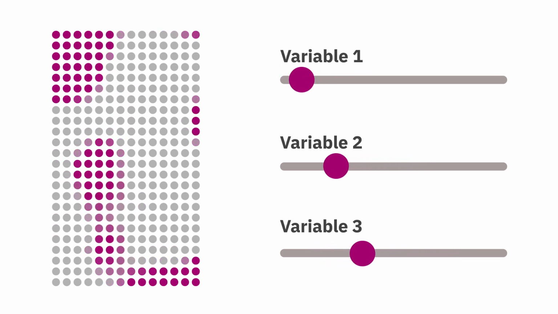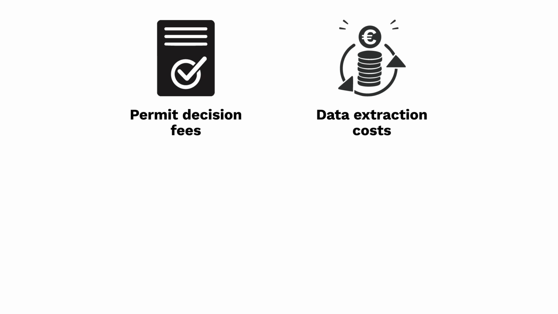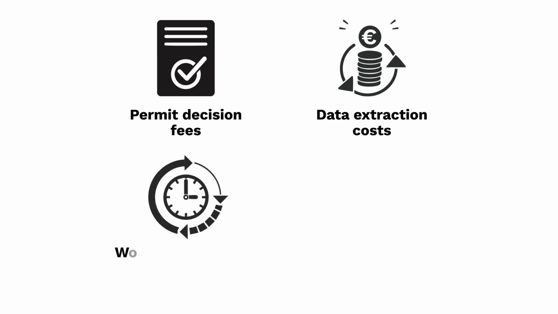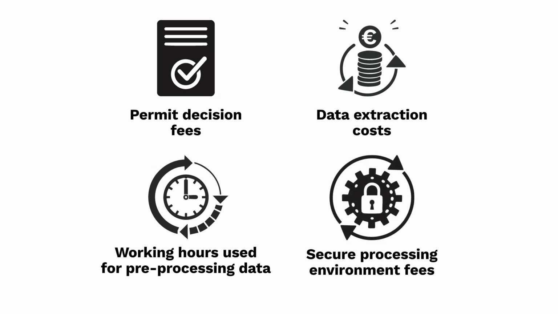Second, please keep in mind that the total price consists of 4 components: permit decision fees, data extraction costs from data holders, working hours used by FinData for pre-processing data, and secure processing environment fees.